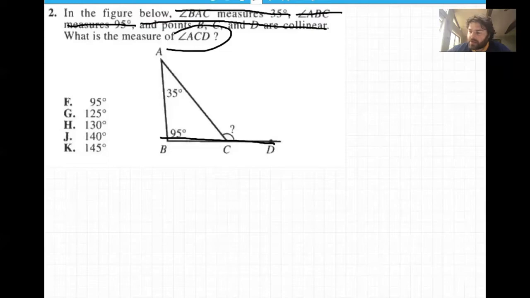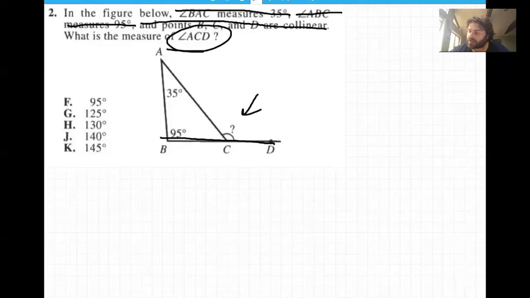Really, all it's asking is for the measure of ACD. So this problem could just say, in the figure below, what's the measure of ACD? And that's all you need to know. So with these geometry problems, sometimes it's important to realize that if the information read to you in the problem is already on the picture, you don't need it. If it's something extra, then you need to add that, okay? So we're trying to figure out the measure of this angle.